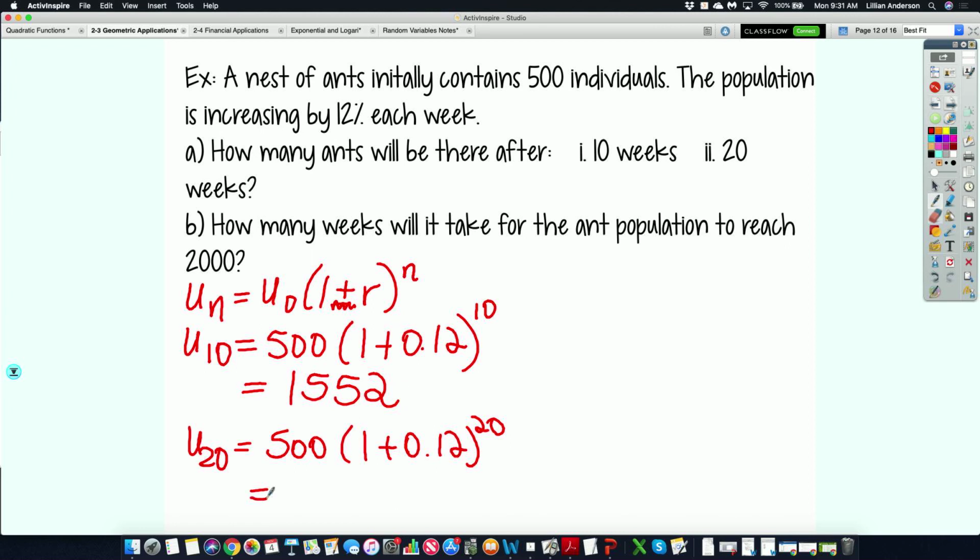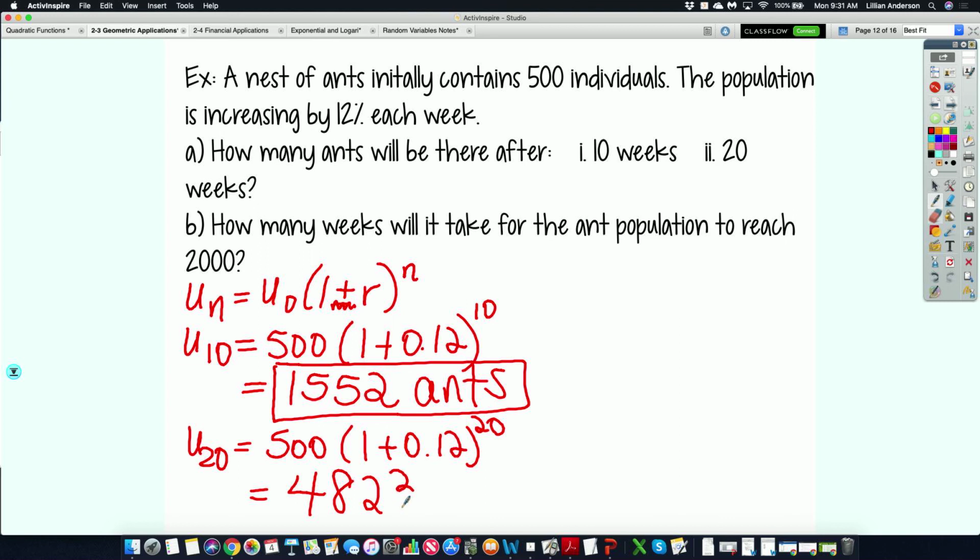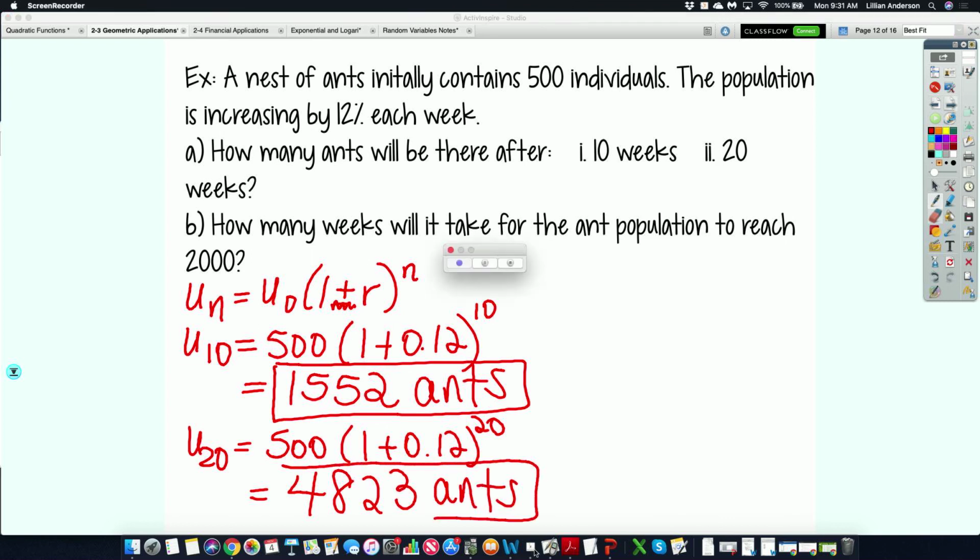So, ants, because I want to make sure I include my units. What kind of ants? I don't know. I don't like them regardless of what kind they are. Alright, what about the 20 weeks? 4,823. 4,823? Yeah. Ants, very good.